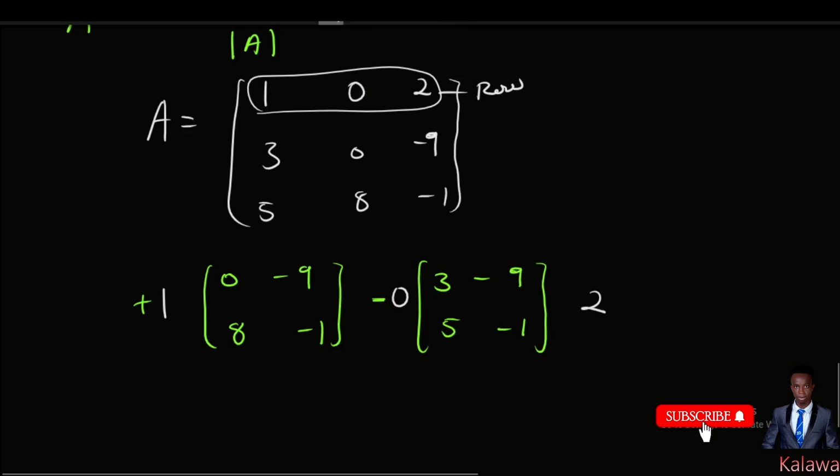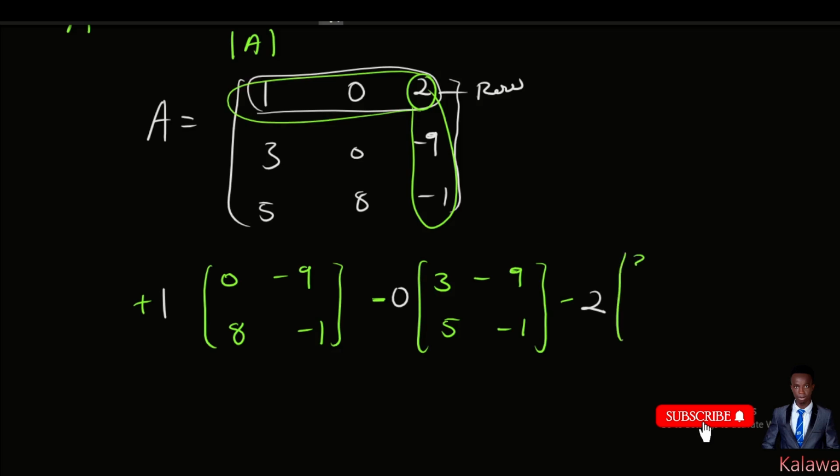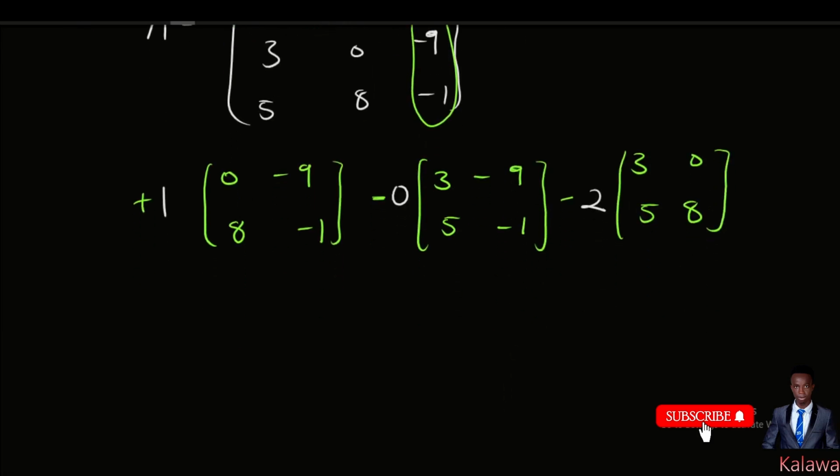So for 2 again, we take out the column and we take out the row. What is left in there is 3, 0, 5, 8. So this is what is left. This is going to be positive 1 again, and then we find the determinants for them.